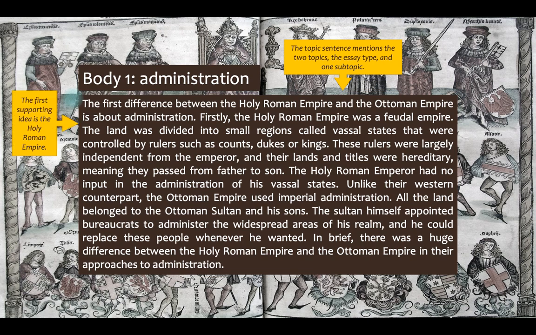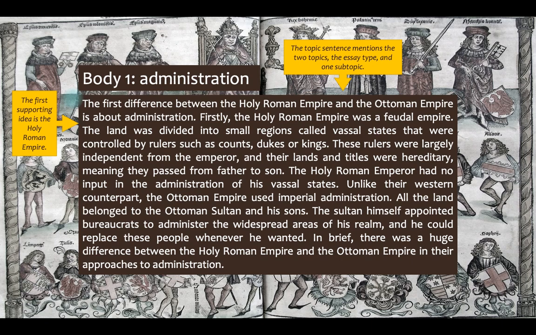Then we go on to our first supporting idea, which is the Holy Roman Empire. Firstly, the Holy Roman Empire was a feudal empire. The land was divided into small regions called vassal states that were controlled by rulers such as counts, dukes, or kings. These rulers were largely independent from the emperor, and their lands and titles were hereditary, meaning they passed from father to son. The Holy Roman Empire emperor had no input in the administration of his vassal states.